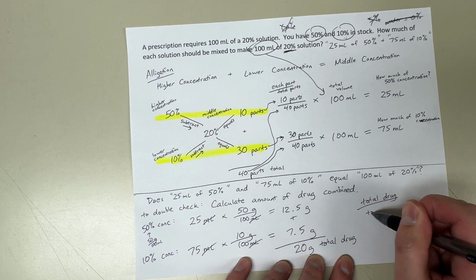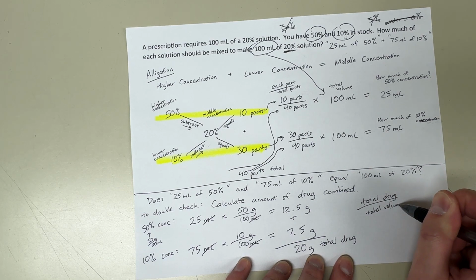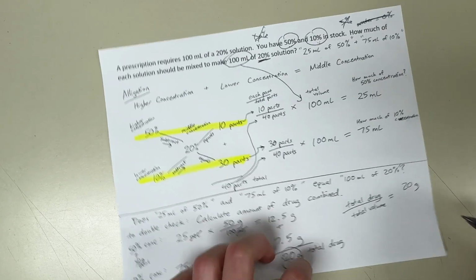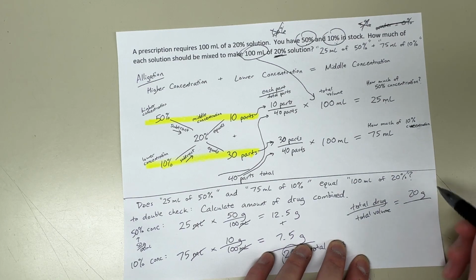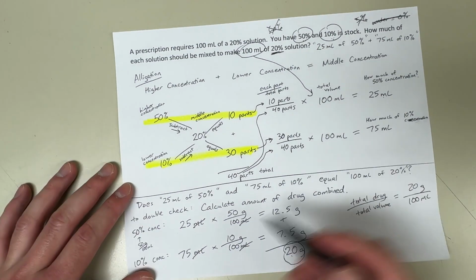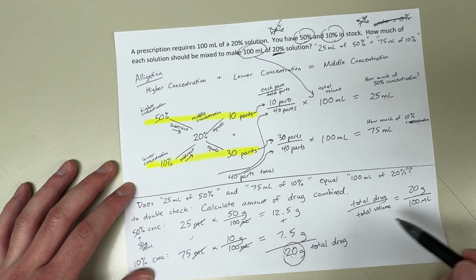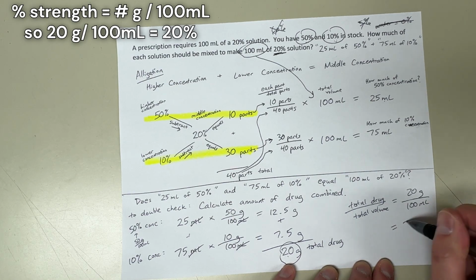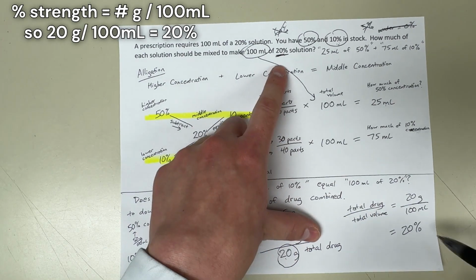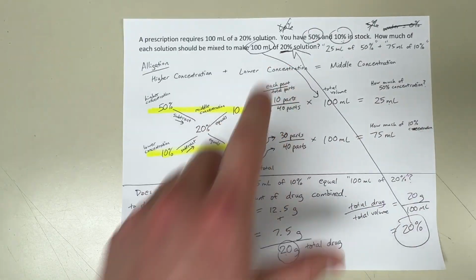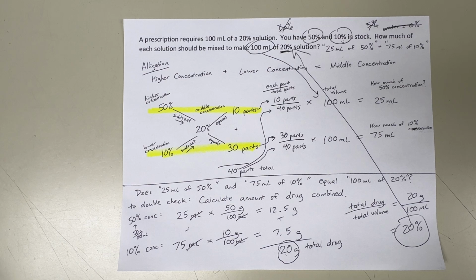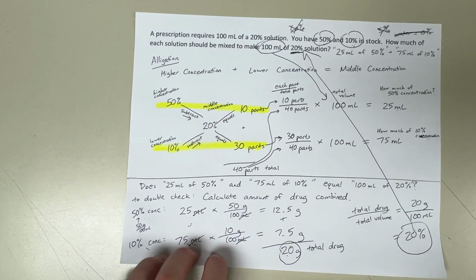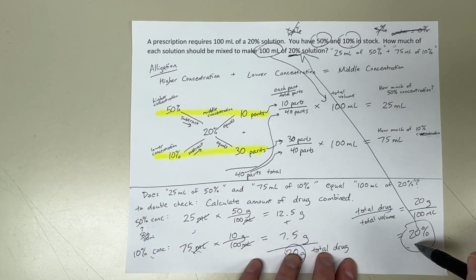So total drug over total volume: 20 grams I just calculated is the total drug. And then the total volume here is 100 milliliters, right? 25 milliliters plus the 75 milliliters, that's 100. So 20 grams over 100 milliliters, that's the same thing as 20%, which is what I have here, right? So that's how I know for sure I did the question right, by using 25 milliliters of the 50% and 75 milliliters of 10%, because I was able to get my desired concentration here, 20%.